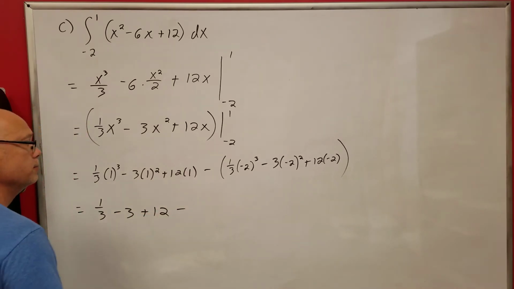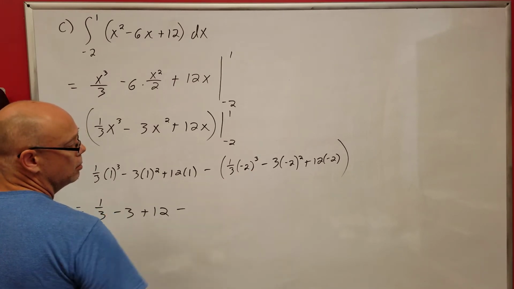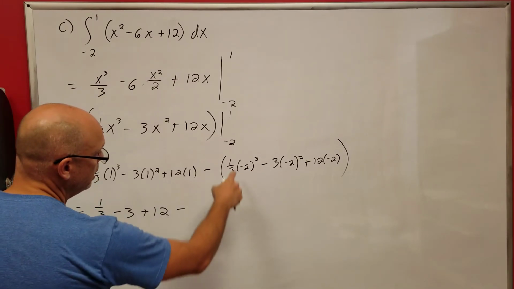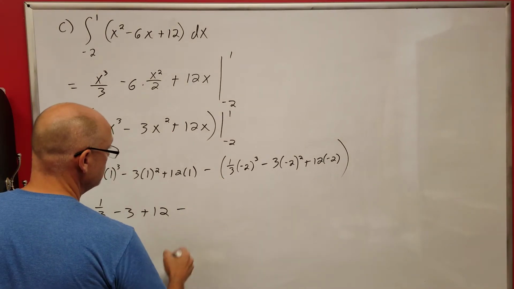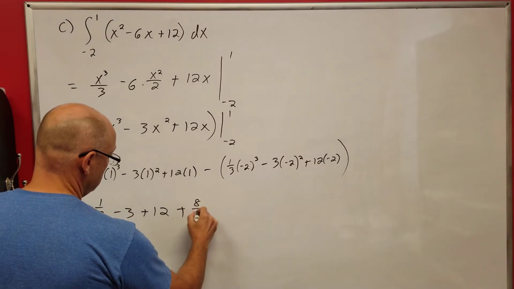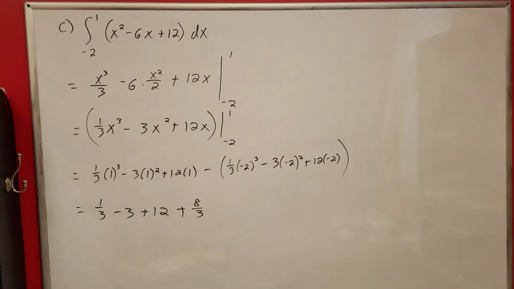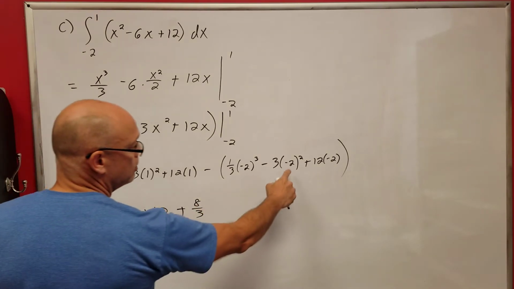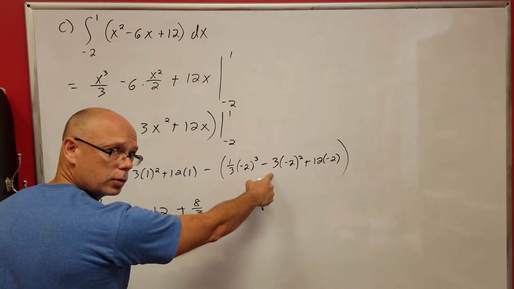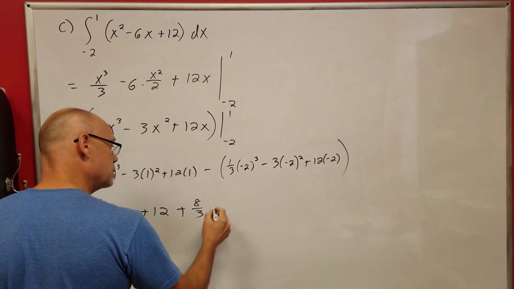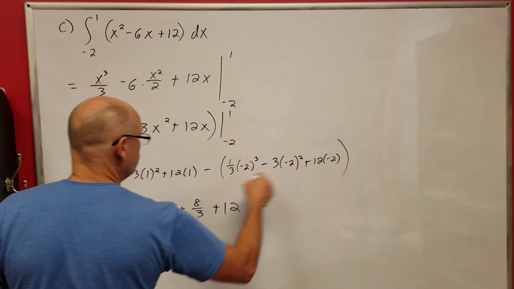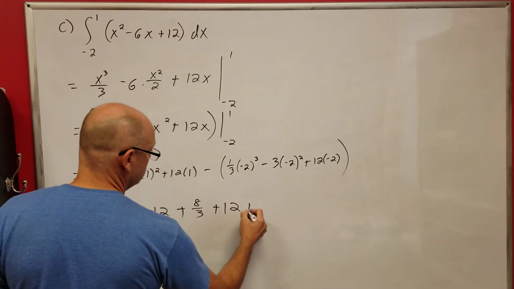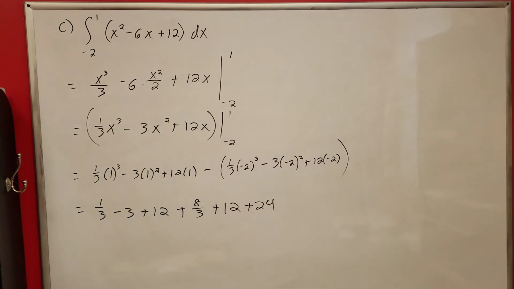How about over here? What's negative 2 cubed? Isn't that negative 8? Negative 8 times 1/3 is negative 8/3. Times this negative gives me what? Plus 8/3, right? All right, negative 2 squared is 4. 4 times negative 3 is negative 12. Negative 12 times negative 1 is plus 12. And this gives me negative 24 times negative 1, which is what? Positive 24. Now just calculate this stuff, okay?